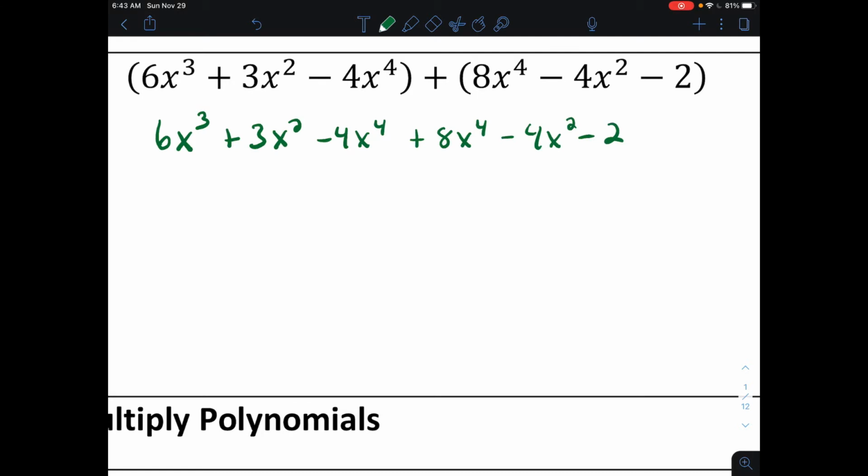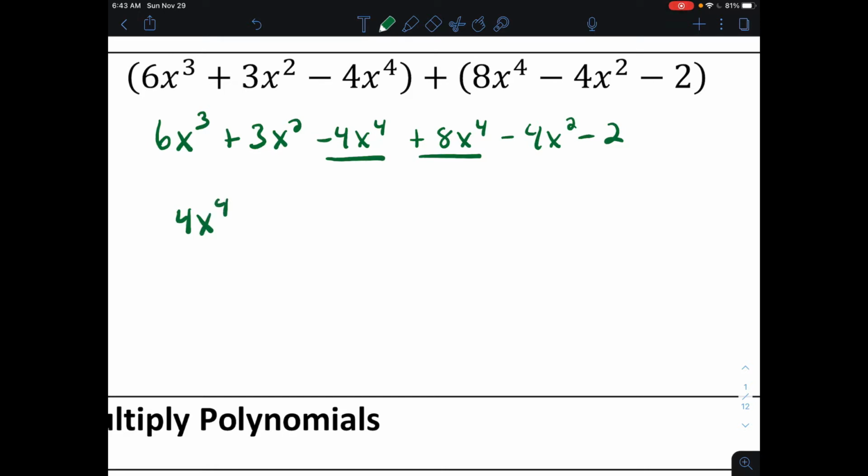And now that everything is outside of parentheses, I look to combine like terms. Start with the highest exponent. So the biggest exponent I see is x to the 4th power. I'm going to combine all of the x to the 4th. So I have 8 and I have negative 4. Combine that, we get positive 4x to the 4th.